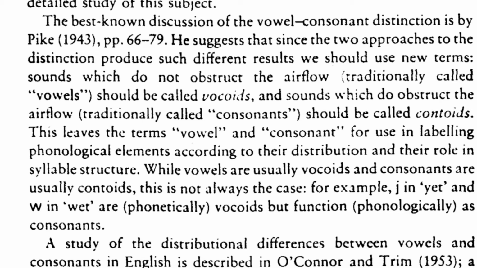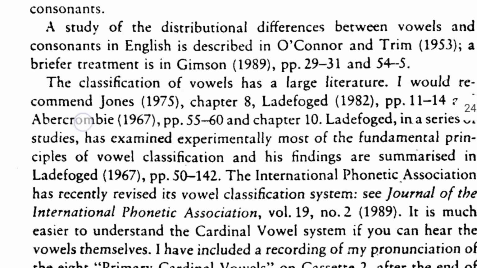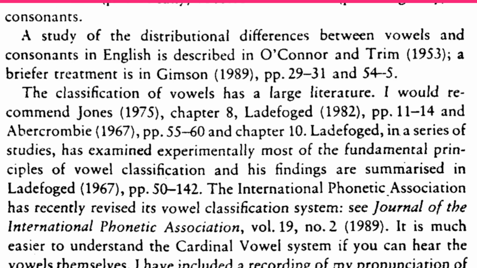This leaves the terms vowel and consonant for use in labeling phonological elements according to their distribution and their role in syllable structure. While vowels are usually vocoids and consonants are usually contoids, this is not always the case. For example, y in yet and w in wait are phonetically vocoid but function phonologically as consonants. A study of distributional differences between vowels and consonants in English is described in O'Connor and Trim 1953. A briefer treatment is in Gimson 1989, pp 229 to 31 and 54 to 55.